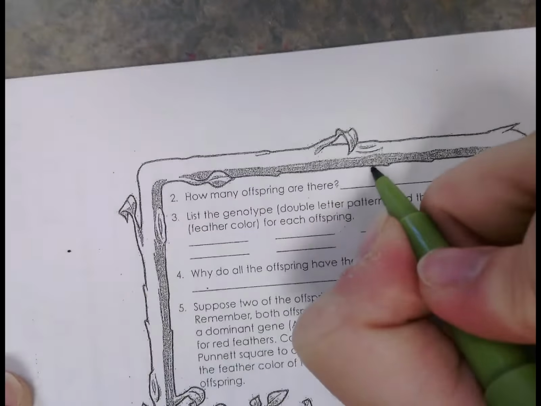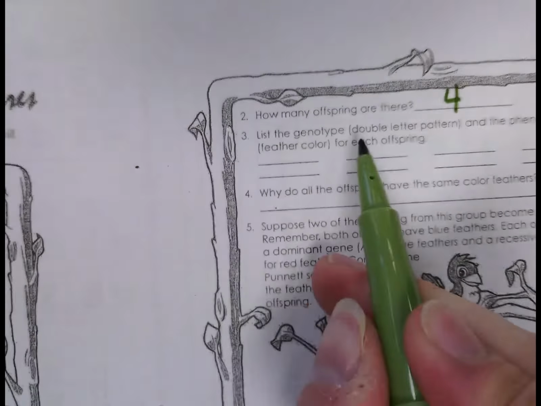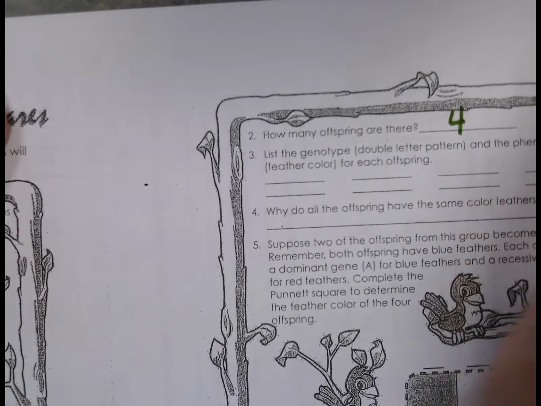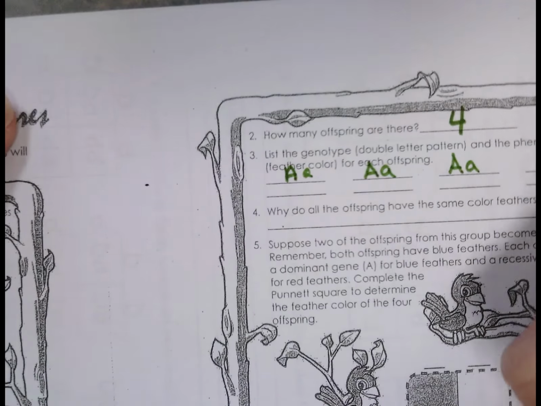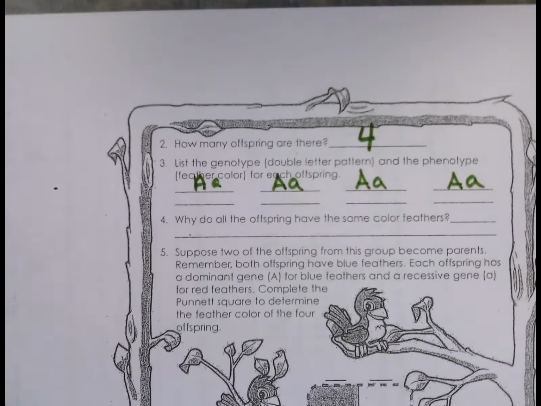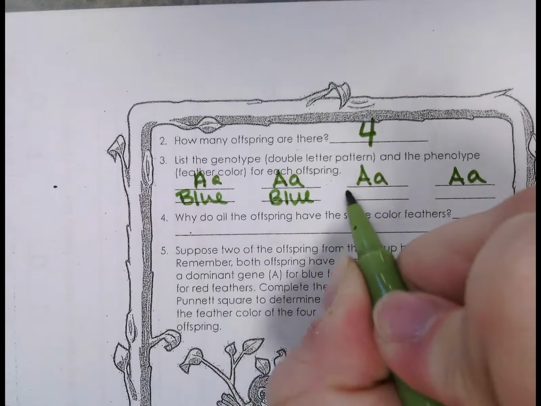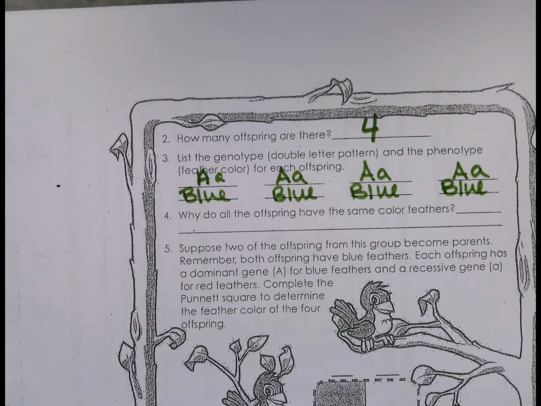So looking up here, how many offspring are there? Well, there were 4. If I was looking down at my little box, 1, 2, 3, 4. That's just the possibilities. List the genotype, the double letter pattern, and the phenotype, color for each one. This one's actually going to be pretty easy. They all have the same exact genotype. Now, if it was different, your boxes would be a little bit different, but because this is all blue, blue, blue, you're like, duh, Miss Penny, I'm aware of this concept.